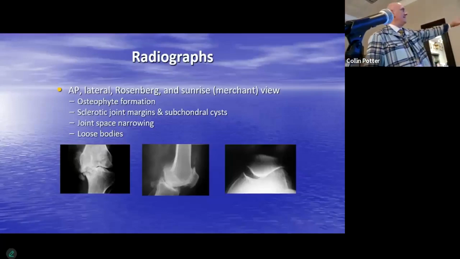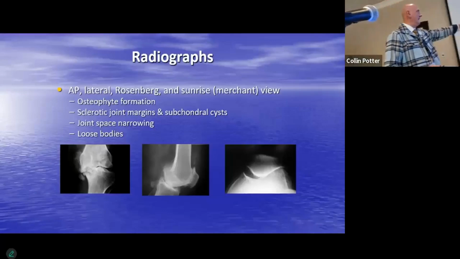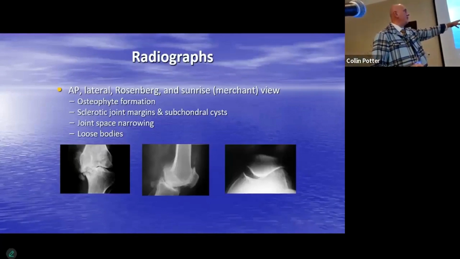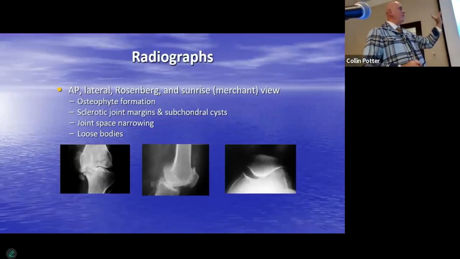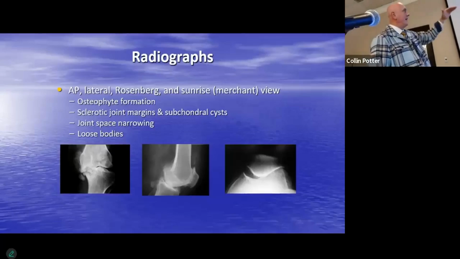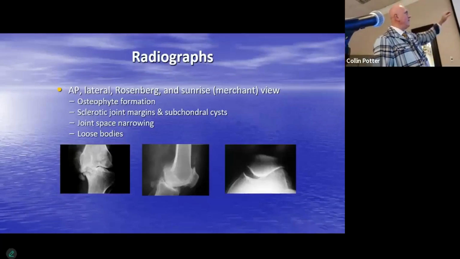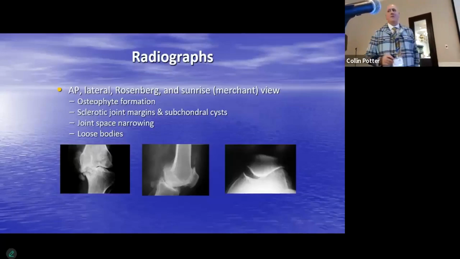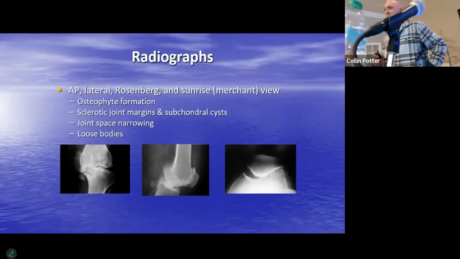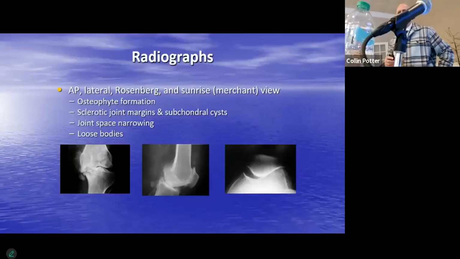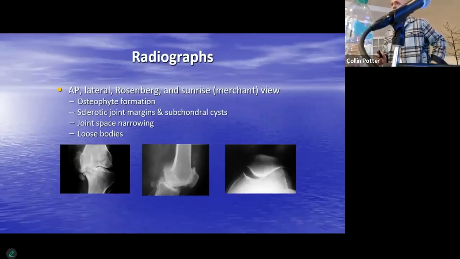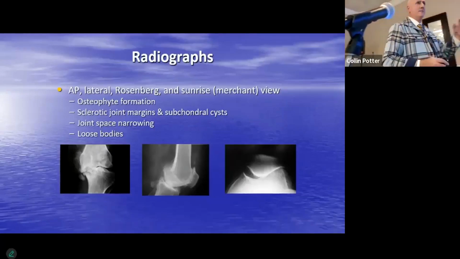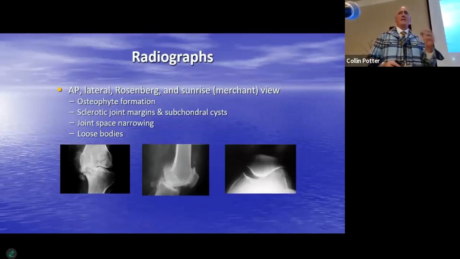So this is an AP, terrible AP, but it's an AP, a lateral, and that's your sunrise, your Merchant view, right? So you're looking at the patellofemoral groove, and the patella is sitting right in it. And then there's not a Rosenberg up there, but essentially the Rosenberg view adds some flexion to the knees. It's usually bilateral, and the direction of the picture is a PA, so from posterior to anterior.